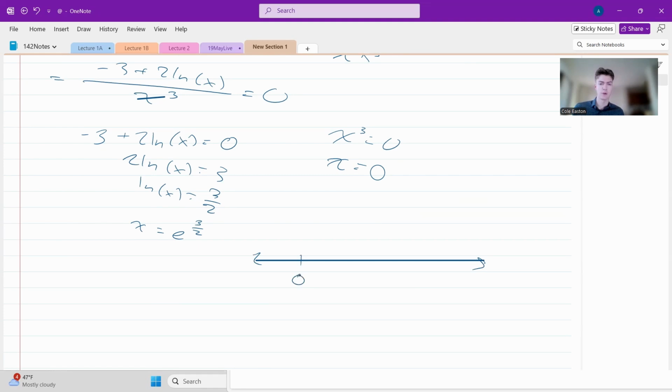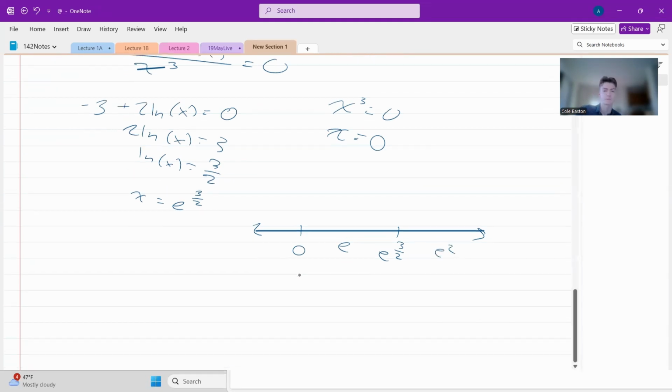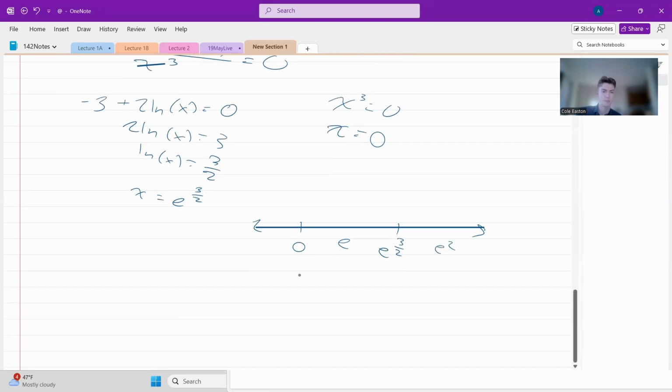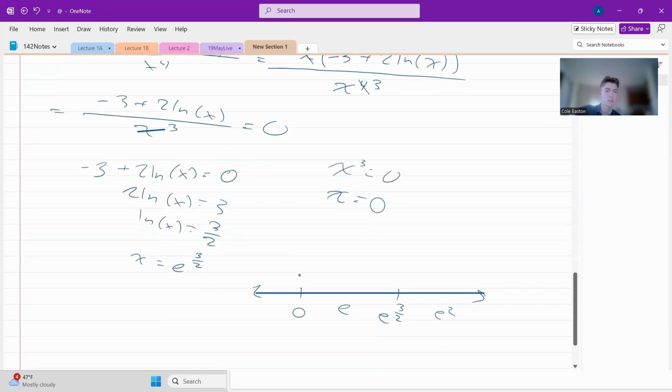We're going to put a 0 in. We're going to put an e to the 3/2 in. And then let's pick some numbers in here. So e is less than e to the 3/2 because it's e to the 1, and 1 is less than 3/2, and because the e base there is bigger than 1. And we'll pick a number over on the other side, and I'm just going to pick e squared. So let's try plugging these things in to our second derivative.